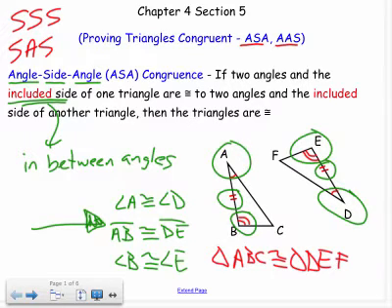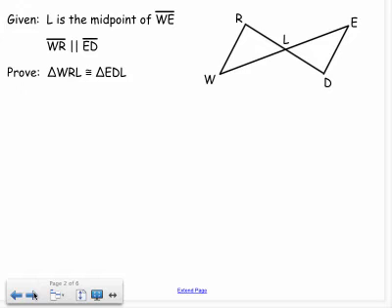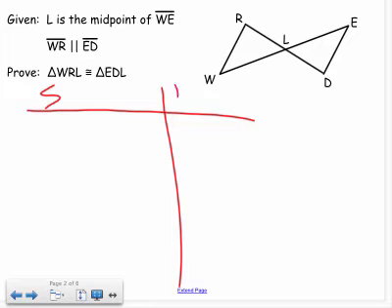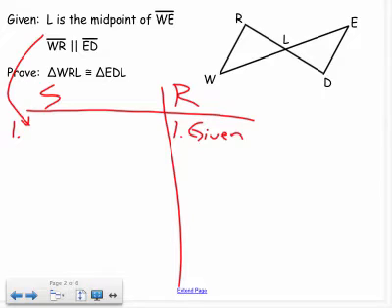Okay, so let's take a look at an example here. So I'm going to write my statements and reasons. So I'm going to put S and R. We should be used to that. Put a 1. I'm going to bring my given down. We should be used to that first step. And remember, we always start by using the given.